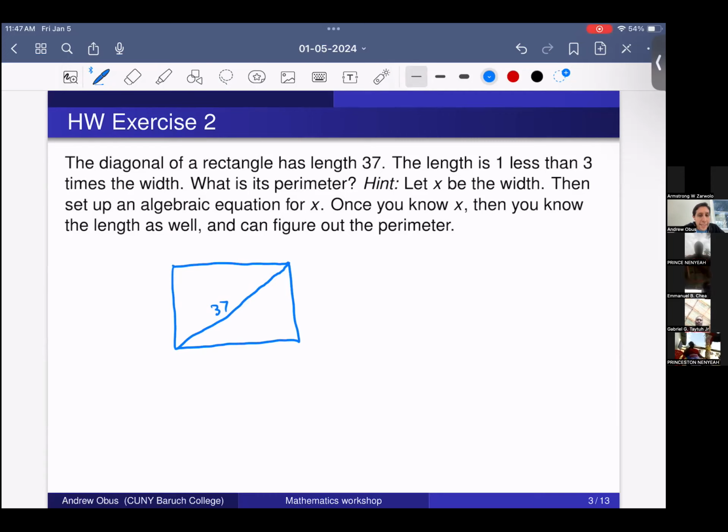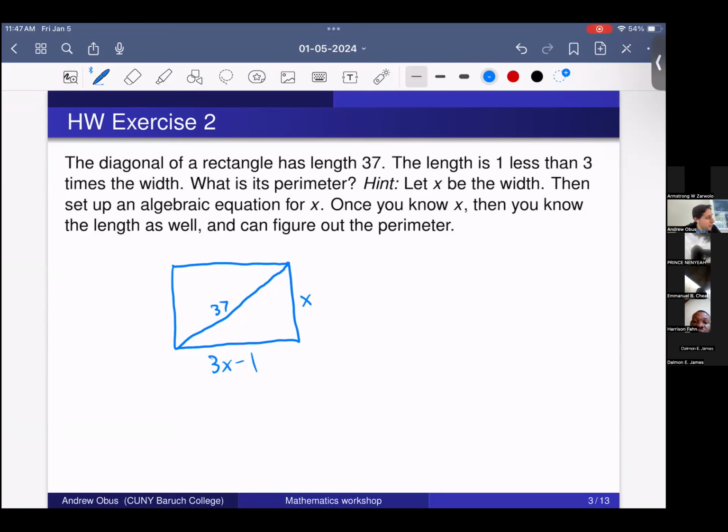And then it says, let x be the width. I don't know which is the width or the length, so I'm just going to call this x over here. And then it says that the length is 1 less than 3 times the width. So if this is x, what should this side be equal to in terms of x? Yeah, 3x minus 1. Exactly. Thank you, Delman. Yes, so 3x minus 1, right? It's 3 times the width minus 1. Great. So we have x, 3x minus 1, and 37.